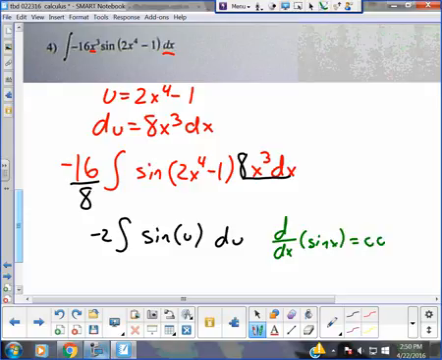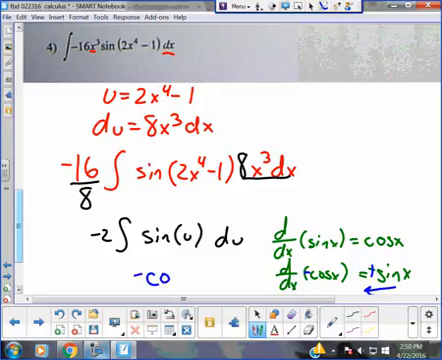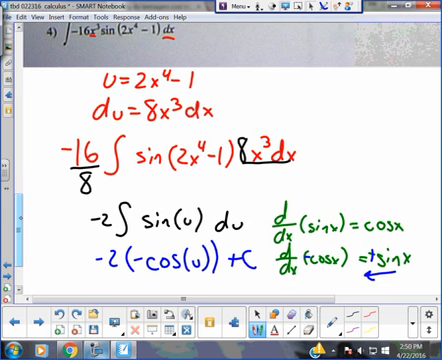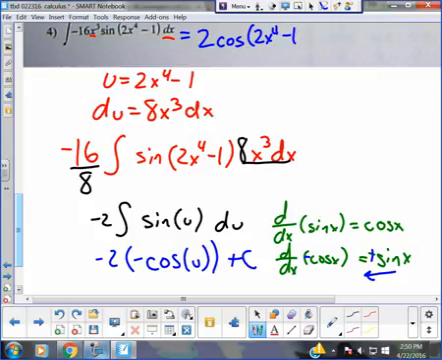I always think of it this way. I'm picturing these in my head really fast usually. And I see I have sine x, and I know I got to go backwards. So I quickly picture this, that switch, so I know the antiderivative of sine x is negative cosine x. So I write negative cosine u plus c, and then I know what u is. U is 2x to the 4th minus 1. So now I can do this. 2 negatives make a positive. So up here I can write this is equal to 2 cosine of 2x to the 4th minus 1 plus c.